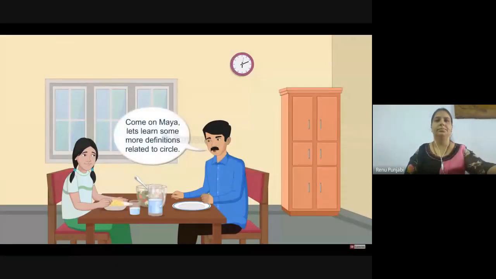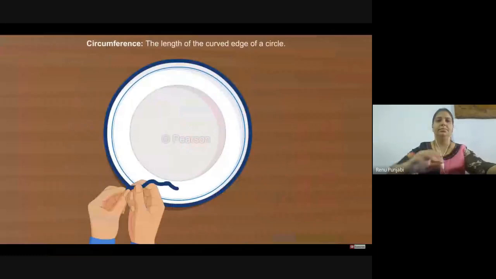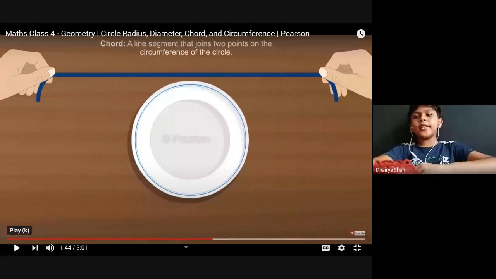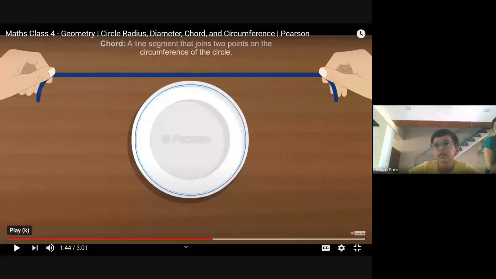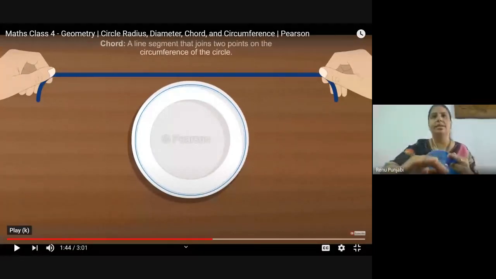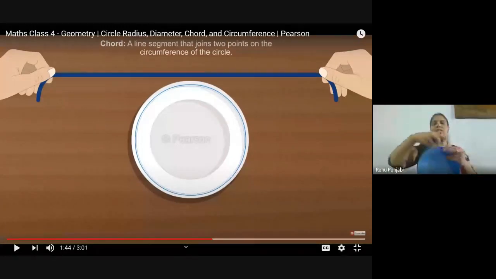Come on, Maya. Let's learn some more definitions related to circle. The length of the curved edge of a circle is called its circumference. This is called what? If we measure the outer border, yes, if we measure with the thread which I told you. Circumference. Yes, my dear. Now listen to me. See, how to measure the circumference?